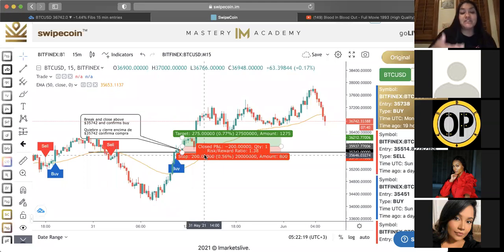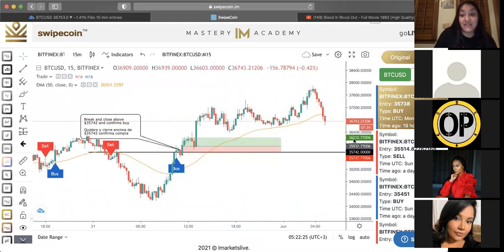Okay. Especially because, again, you have this that is going to tell you where to enter it, right? You have this green line here, this green highlighted area that says 36,212. So it's telling you where you can take profit, right?